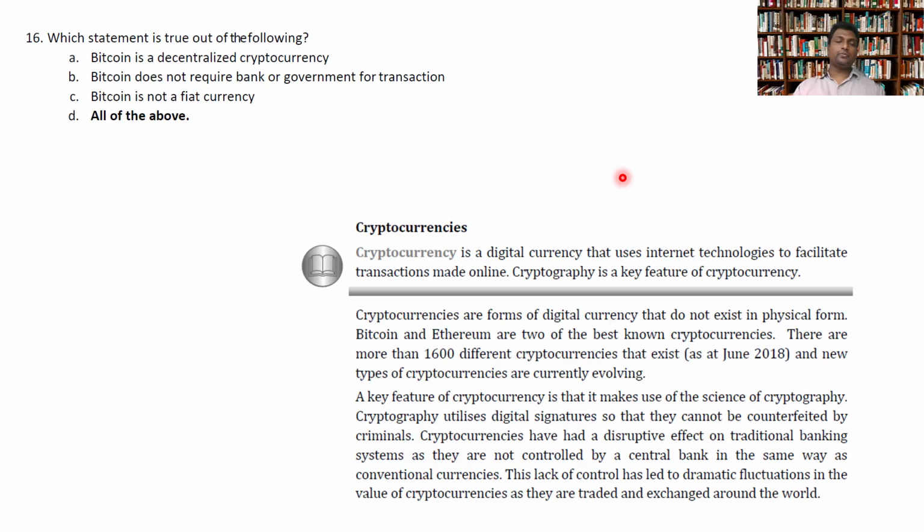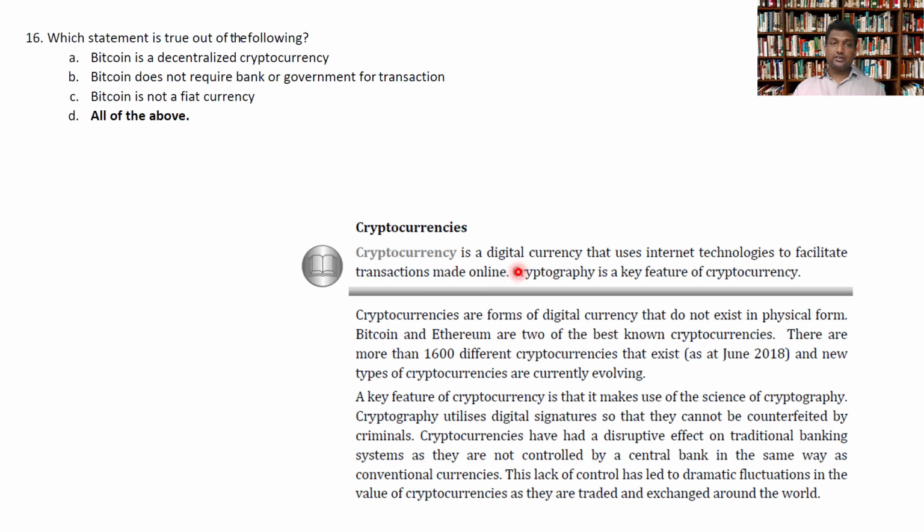Let's move on to question number 16. Which statement is true out of the following? Bitcoin is a decentralized cryptocurrency. Bitcoin does not require bank or government for transaction. Bitcoin is not a fiat currency. Right. So this is what the textbook says.